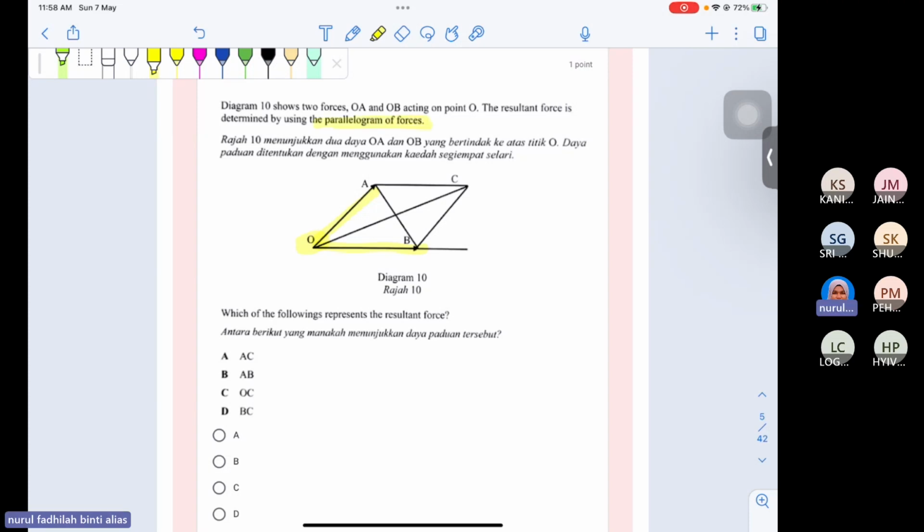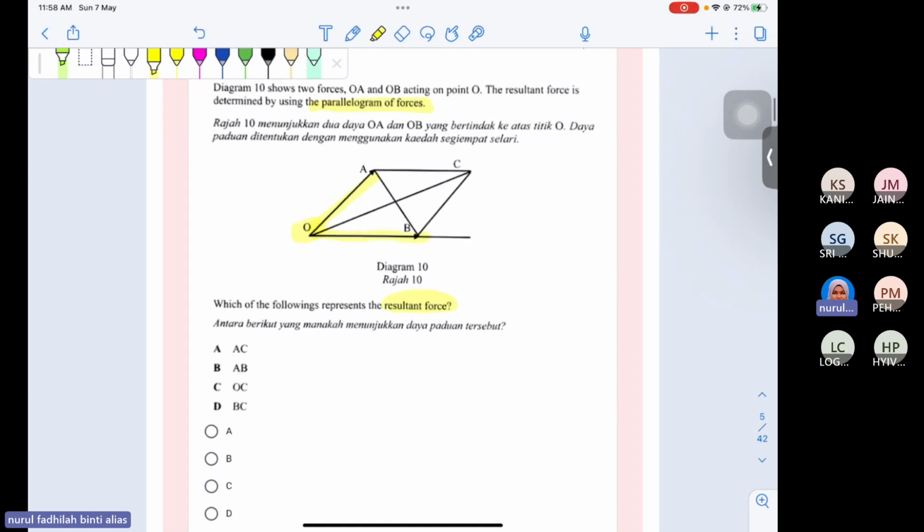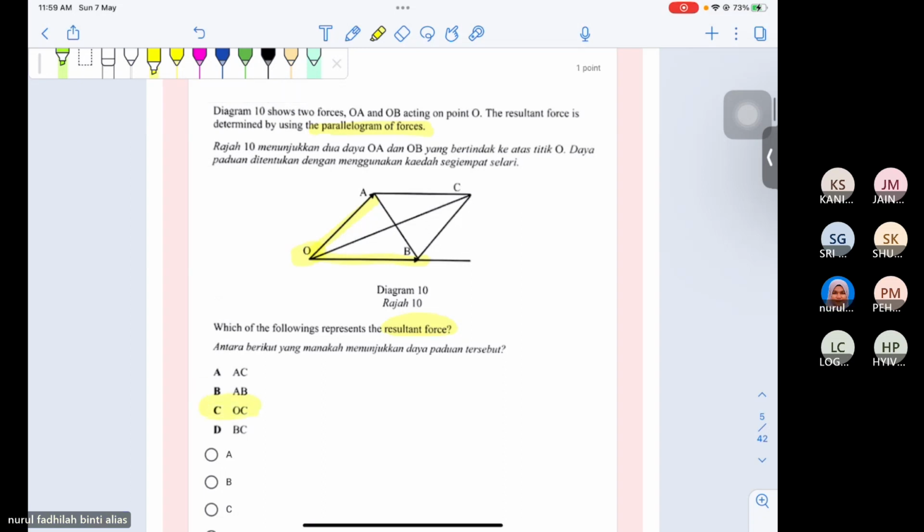Okay. Can you imagine this question? And then which of the following represents the resultant force? So the question doesn't ask you to draw or calculate, it just wants to know where it is, which one gives the value of the resultant force. So definitely the answer will be A, B, C or D. C. The answer is C.